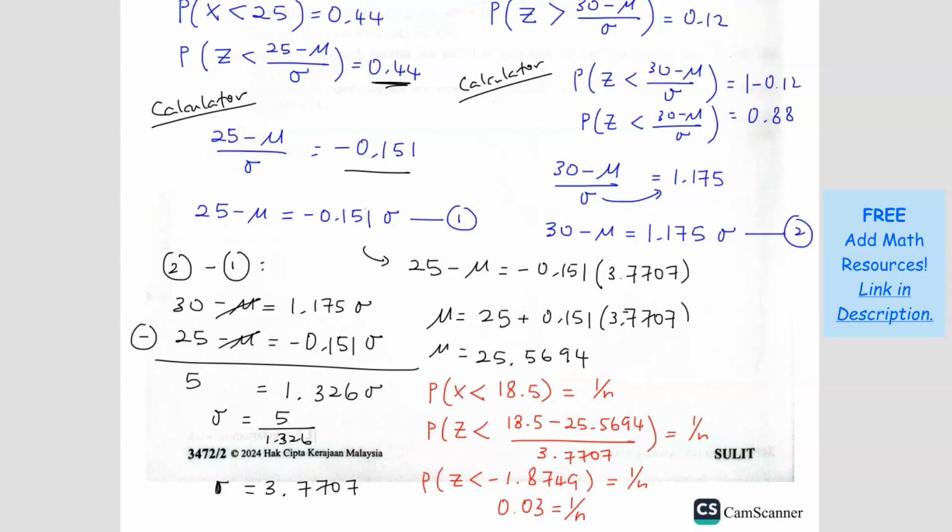Okay, so let me write up here because I have no space. Now that we found 0.03 equals 1 over n, we want to find n, we just switch places between these two. So n equals 1 over 0.03. So n equals 33.33. Okay, so that's how we solve this.